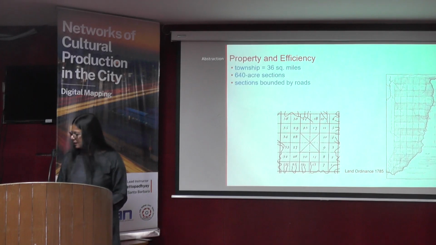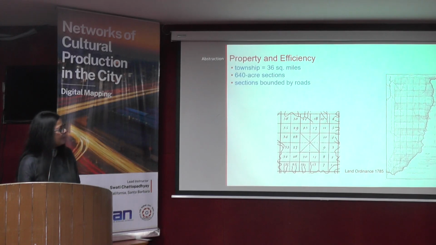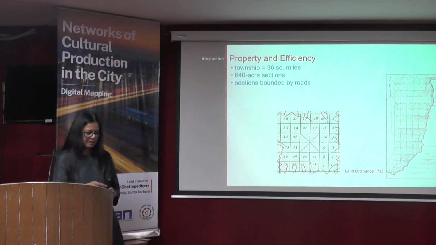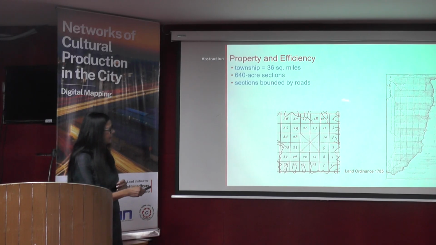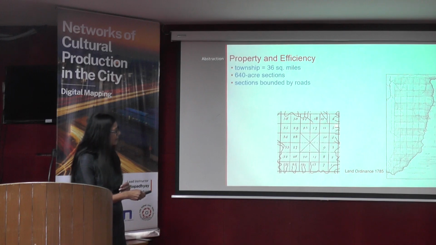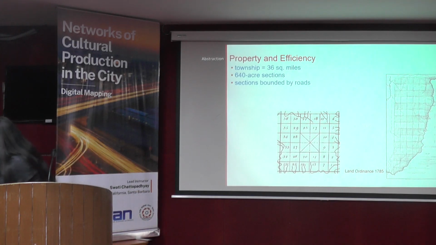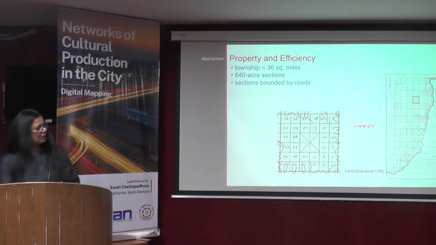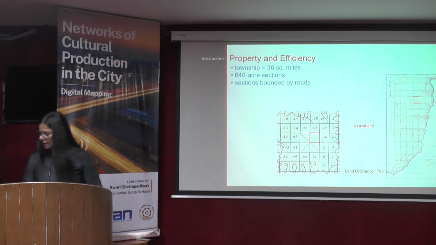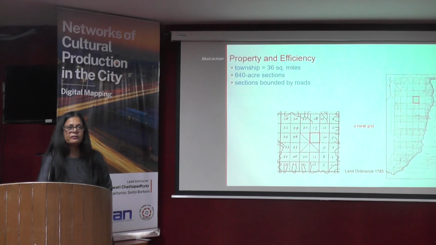Now the township, what it consisted of was that each township is 36 square miles. Each is 1 square mile. It's a rural grid, and so that's one bit. And that square, which is 16, is reserved for schools.